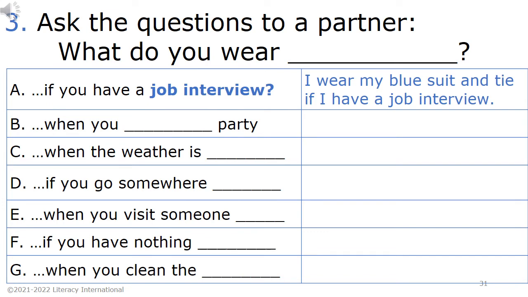3. Ask the questions to a partner. What do you wear? For example, A. If you have a job interview. I wear my blue suit and tie if I have a job interview. B. When you party. C. When the weather is cold. D. If you go somewhere. E. When you visit someone. F. If you have nothing. G. When you clean the house.